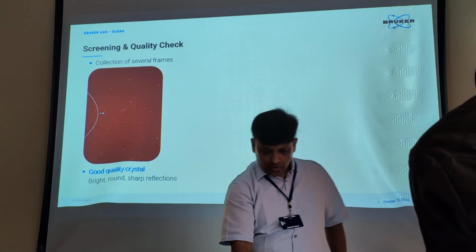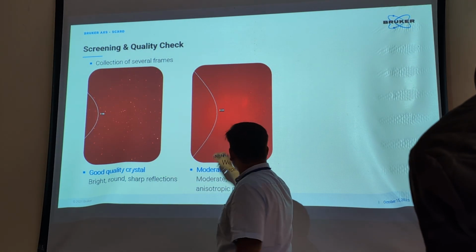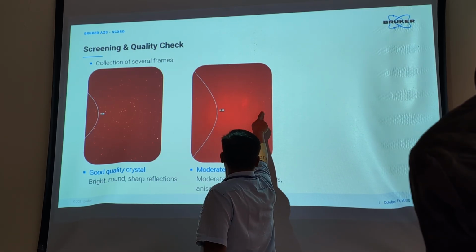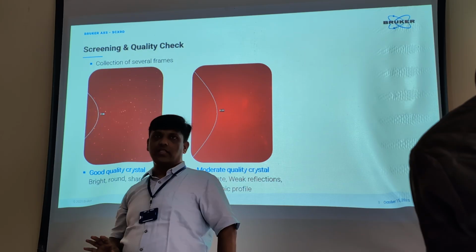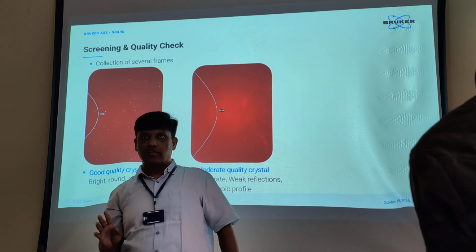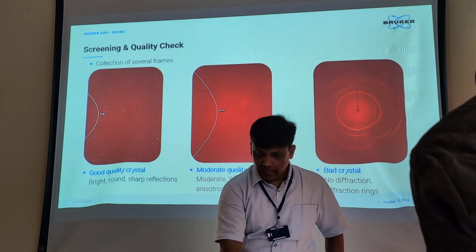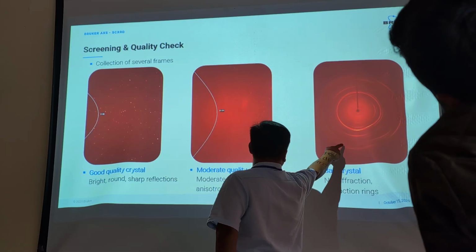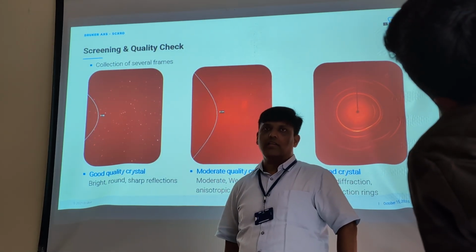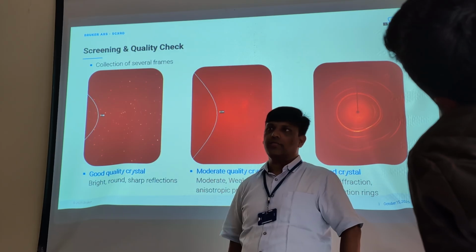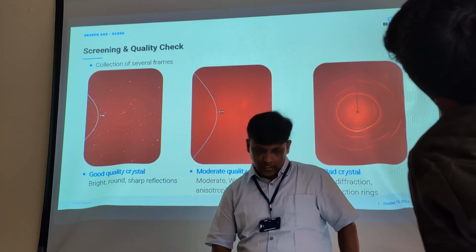Okay? So if you see something like this, they are also okay. This is an average quality crystal, not a very good quality crystal. But if you find something like this, right, then this is not a single crystal, that's a polycrystalline material.